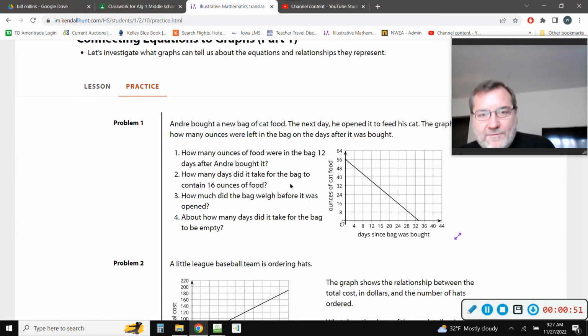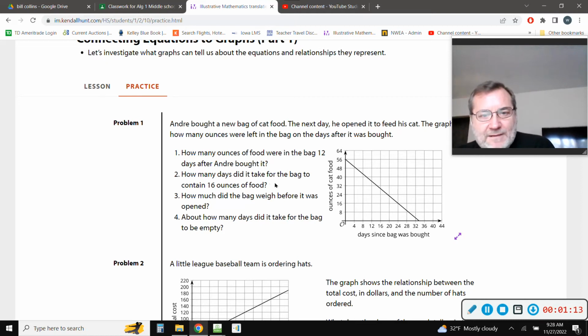12 days after Andre bought it? So 12 days. So you go here to 12. And you follow this up, and it looks like it's somewhere between 32 and 40, about halfway. So that's probably about 36 ounces, I think. Let's follow this line across. It's about halfway between those two, which is 36.